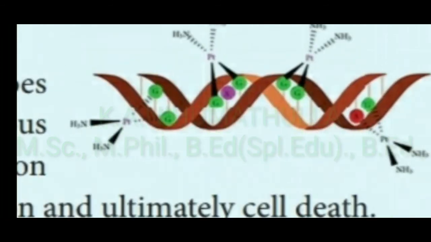Cisplatin is nothing but cis dichlorido diamine platinum 4 ion.